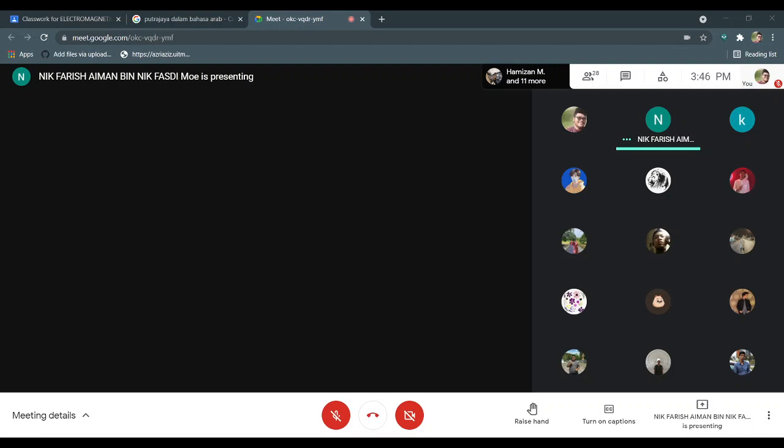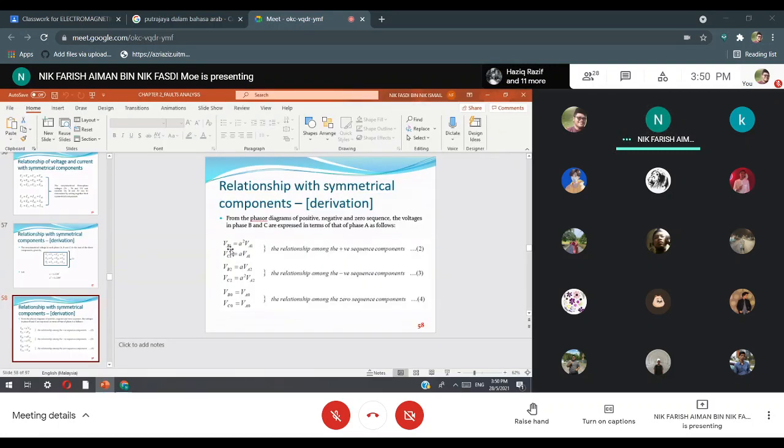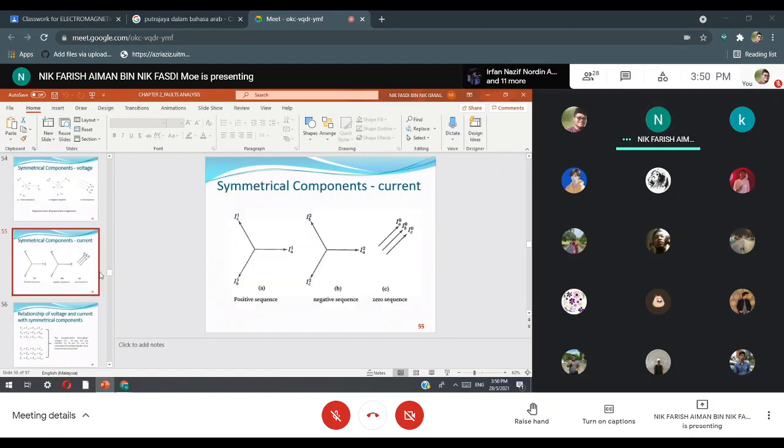Kenapa dia VB1, A square? Sebenarnya kalau you refer pada phasor diagram, dia nampak lah. Okay. So B kat sini kan. So maksudnya kalau 120 is A, so it needs 2 times, A square. That's why it has a square relationship between the positive sequence of B1 equivalent to A square VA1. Faham? Okay, question ni lah.